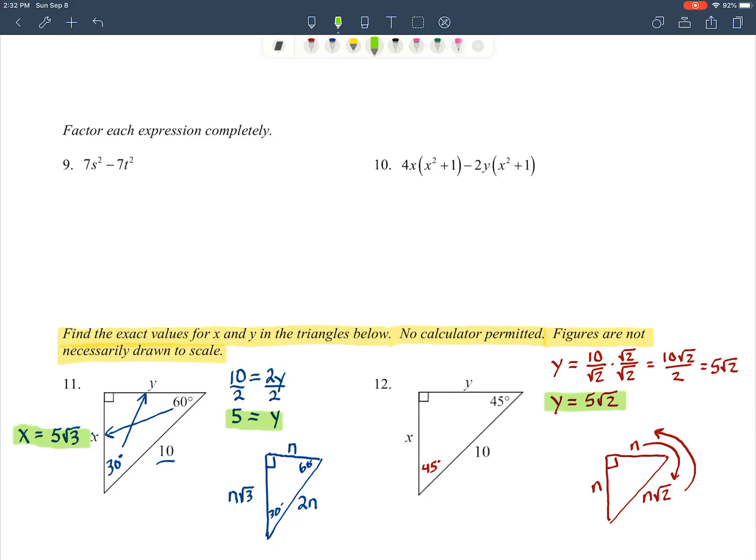Now, since it's an isosceles right triangle, we could go ahead and just say that x is also going to be 5 radical 2. So again, if you're going from the side length to get to the hypotenuse, we multiply times radical 2. If we're going from the hypotenuse back to the leg, then we are going to divide by radical 2. All right, hopefully that helped.